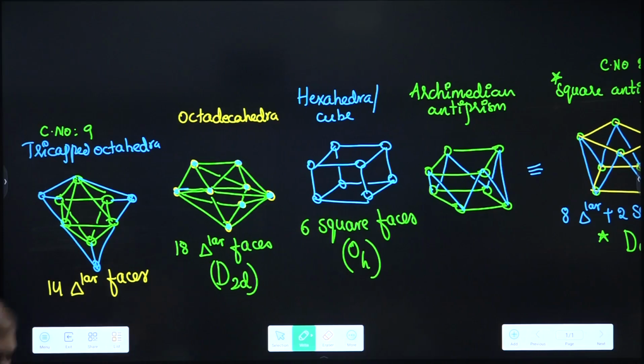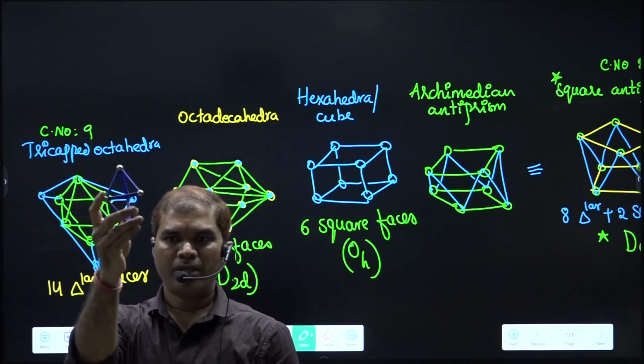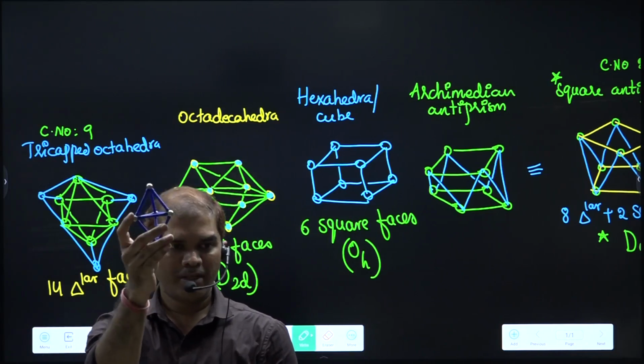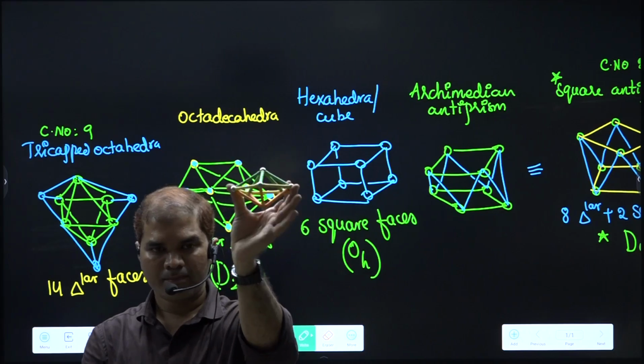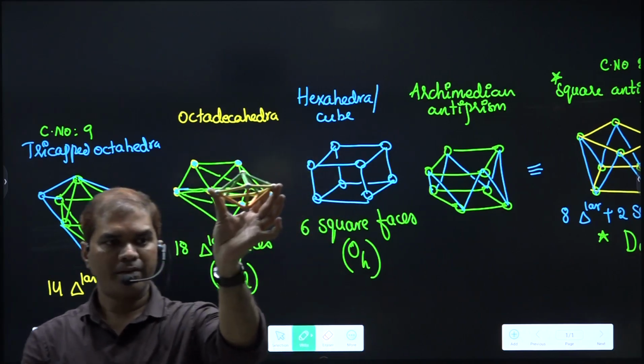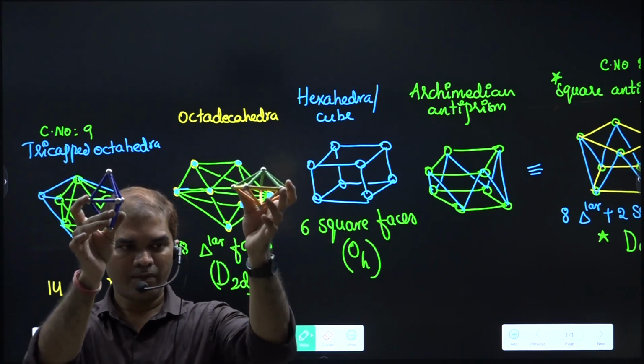Let me show you trigonal bipyramidal. Remember the model carefully. Trigonal bipyramidal. This is pentagonal bipyramidal. Can you see a qualitative difference between these two? What is the qualitative difference?